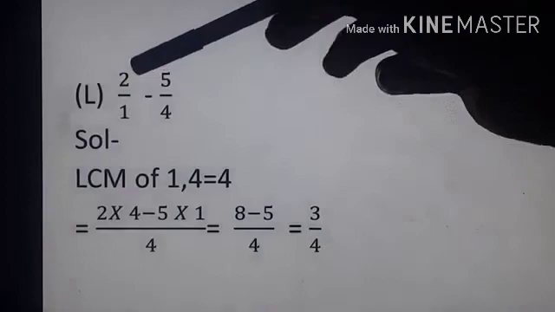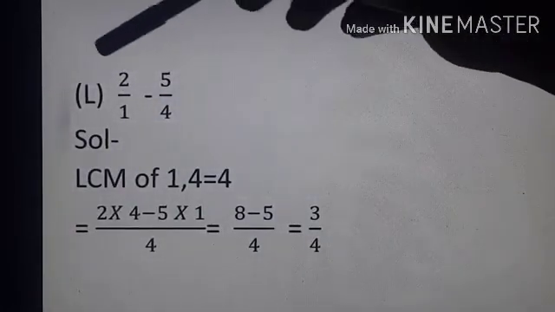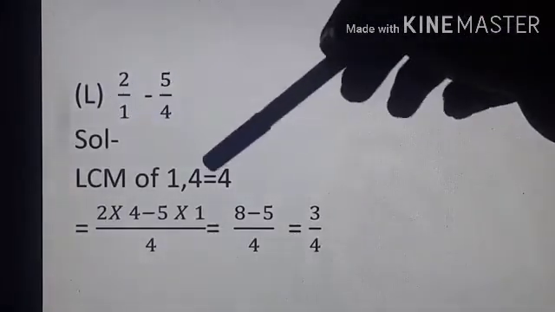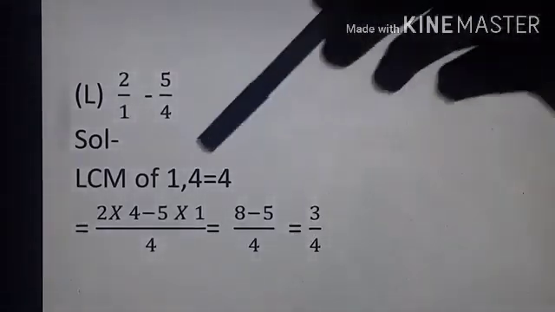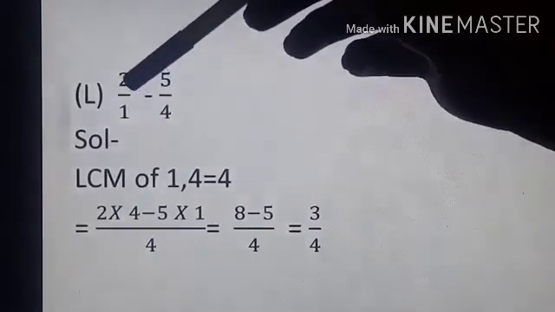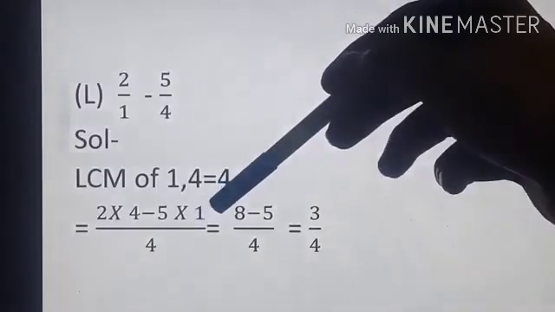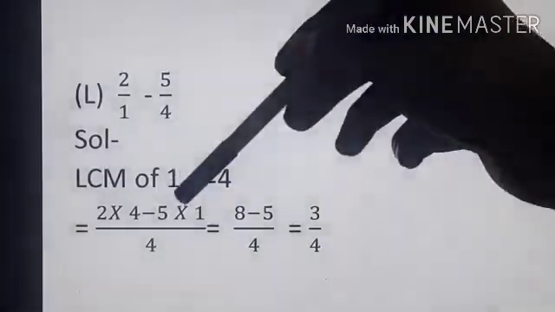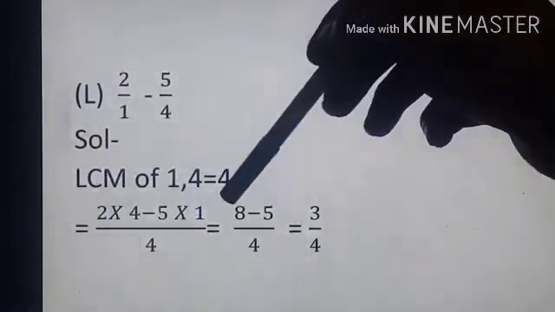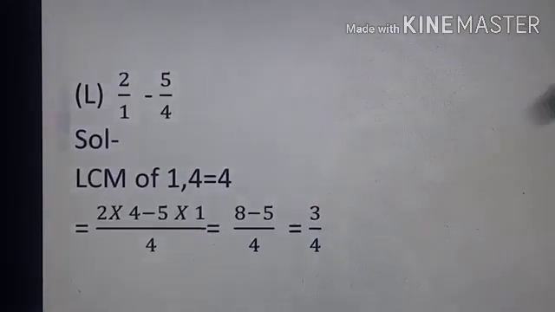Now L part: 2 upon 1 minus 5 upon 4. Basically your solution has started from here only. You have to write down the question first. Now the LCM of 1 and 4 is 4. 4 divided by 1 will give you the answer 4, so 4 into 2. 4 divided by 4 will give the answer 1, 1 multiplied by 5. 2 4s are 8, 5 1s are 5. 8 minus 5, 3 upon 4. Right?